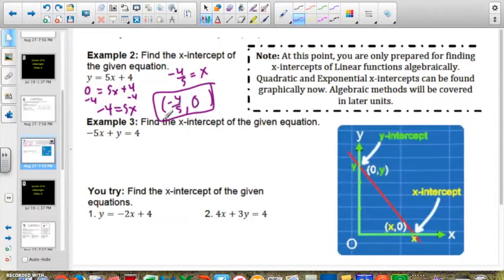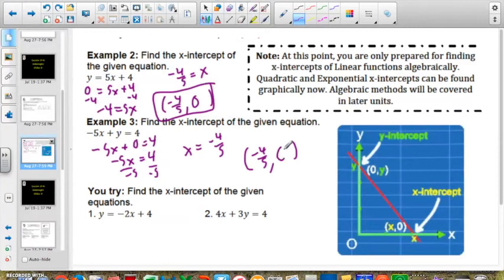Alright, let's look at example 3. We're going to find the x-intercept of this equation. So again, we're going to replace our y with 0. A negative 5x plus 0 is just going to be negative 5x. Then we'll need to divide both sides by negative 5. And coincidentally, we're going to get x equals negative 4/5 again. So as our answer, we would put negative 4/5 as the x value and 0 as our y value.